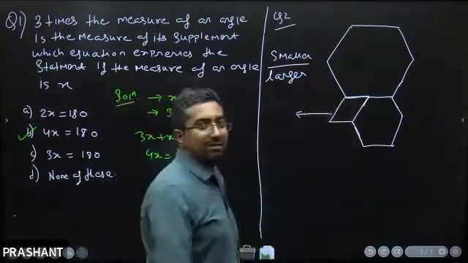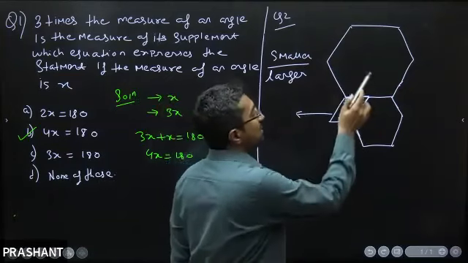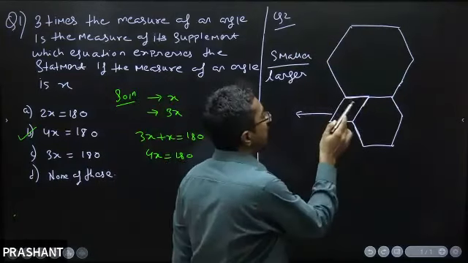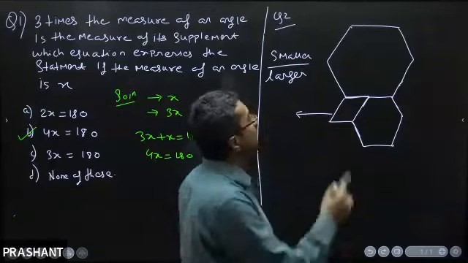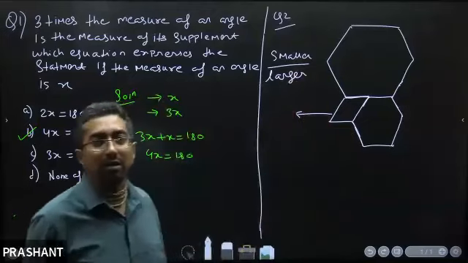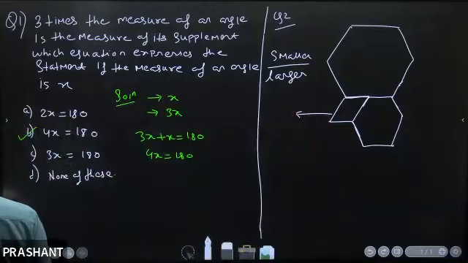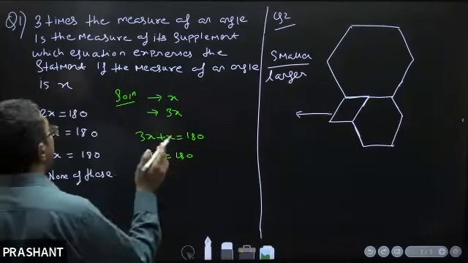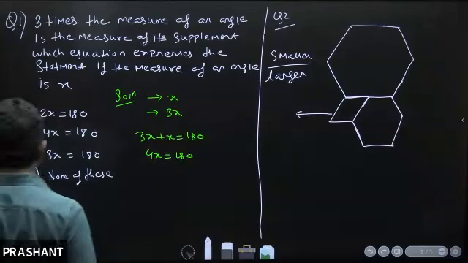ठीक है? So what does this figure contain? You have two regular hexagons. ठीक है? This is the smaller one and this is the larger one. And you have a rhombus here. You have to find out the ratio of smaller upon larger. ठीक है? आपको एरिया पता करना है. What is the area of the smaller hexagon to the larger hexagon?